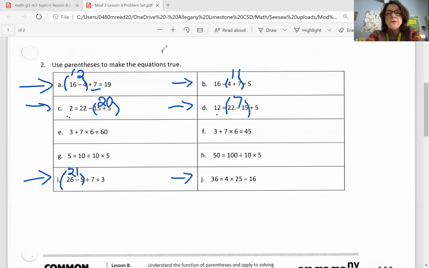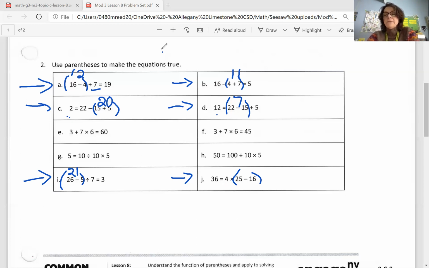Okay, last one we're going to do together. J says 36 equals 4 times 25 minus 16. Now, again, an educated guess. If I put my parentheses around 4 times 25, that means my teacher's asking me to do 4 times 25, which I could do with repeated addition, adding 25 plus 25 plus 25 plus 25. I could add 25 4 times. But I don't know if my teacher would really ask me to do that. So I'm going to take a guess and put my parentheses around 25 minus 16.